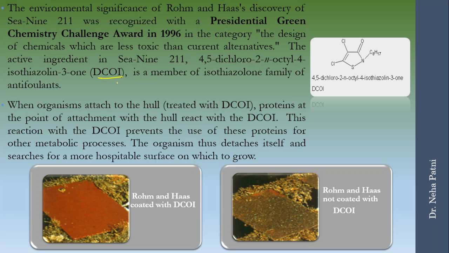So this is a classic example of designing a safer chemical. Principle number 4, what is this? Basically, it is an isothiazolone family antifoulant. Rohm and Haas have got the prestigious Presidential Green Chemistry Award for designing a material less toxic than the current alternative. So what was the current alternative? It was the tin oxide material. Now what they have made is less toxic.